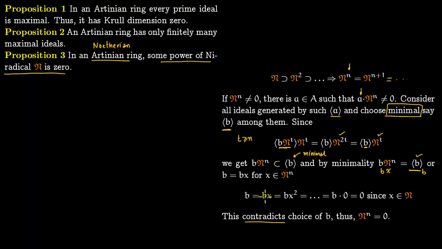Now multiply both sides by x, you get B x equals B x squared, and so on. And finally you will get B times 0, since x is in the nil radical, so x to some power m is 0. So this gives B equal to 0. This contradicts our choice of B, because B was chosen out of elements like a times N to the n, which is not equal to 0, and it was the minimal such element. So B has to be not equal to 0, but here we are getting B is 0. Therefore our assumption that N to the n is not equal to 0 is not right, because we have a contradiction. So therefore N to the n is 0.